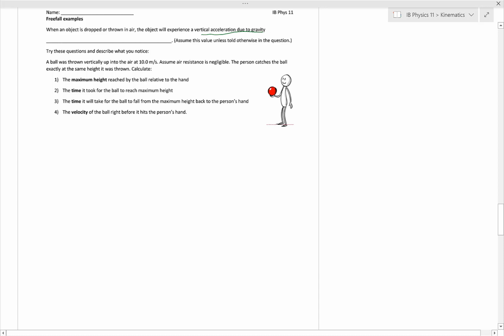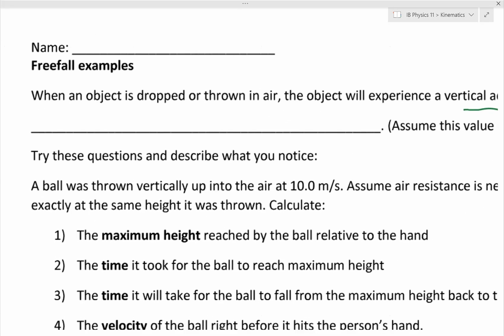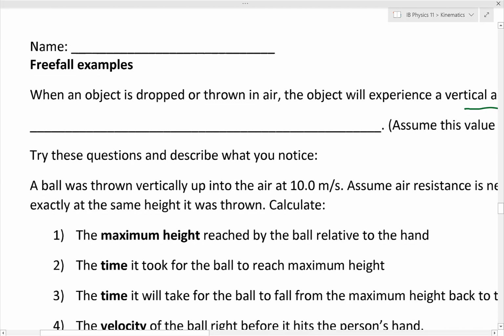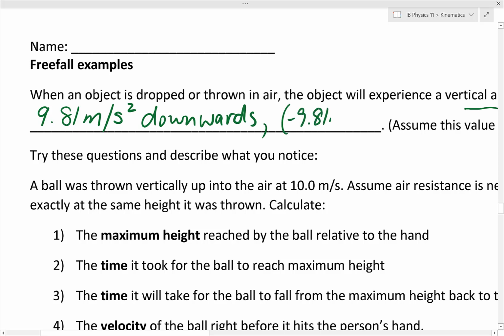Usually we already know what the acceleration is. This is something in your data booklet, but of course, with enough examples, you don't need to memorize this. The acceleration due to gravity is 9.81 meters per second squared, downwards. Specifically, downwards. That's important because when you apply positive and negative signs to your question, that comes into play. Or you might be using a lot of negative 9.81 meters per second squared.